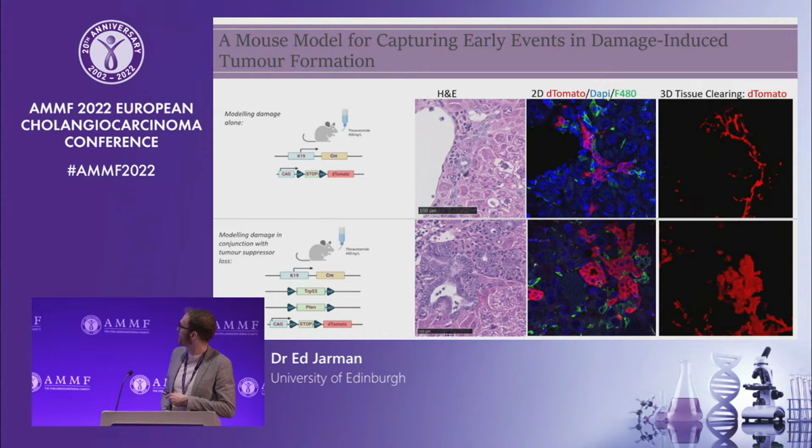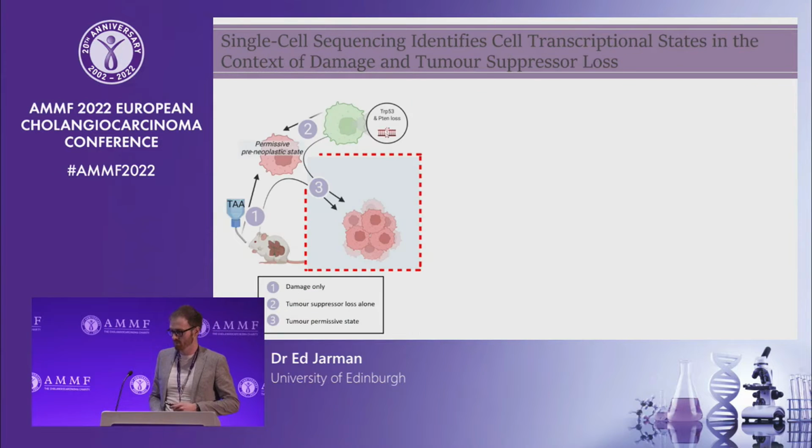So just to explain what I'm showing here, these are just H&E sections at the 3-week time point for these two animals after liver damage. RFP expression shown in red, showing the ductal morphology of these tumours. And this is just a 3D tissue clearing example to show how these structures look in 3D. So the important concept here is we have a mouse model where we can separate out the role of damage and tumour suppressor loss and look at how these two things combine at the very early point of tumour initiation. So this is all in a 3-week time point where we first see these tumours emerge.